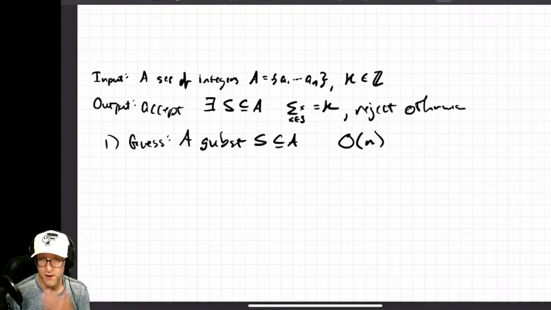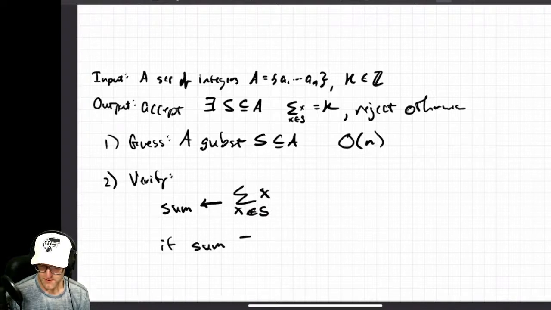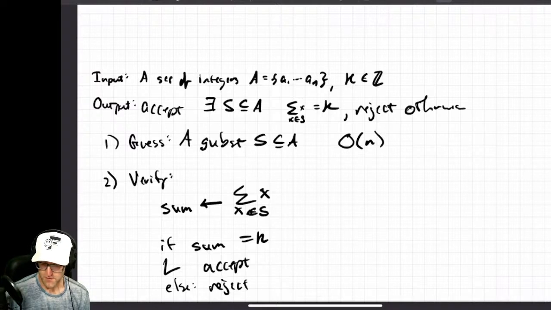This can be done in order n time. Again, it's going to be order k, or order the cardinality of S, but that's going to be bounded by n. Two, verify. And all I'm going to do here is the same exact pseudocode that I did before. The sum will end up being the sum of all x in S. And if sum is equal to k, accept. Otherwise, reject. And you're done, right?